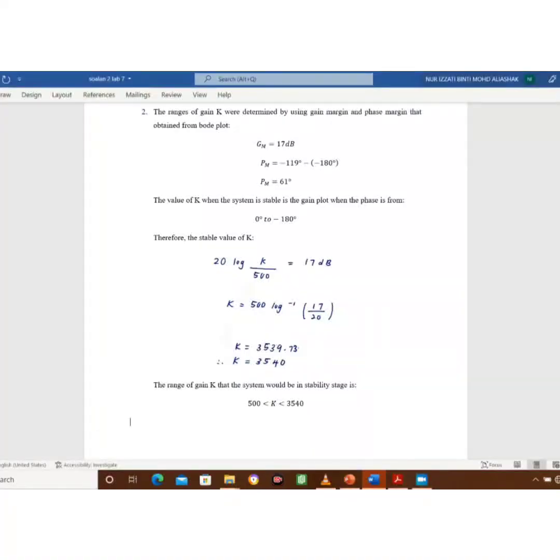Hi, my name is Nurizati. Now I will explain to you how to obtain the range of K for the stable system. The range of K will be determined by using the gain margin and phase margin obtained from the Bode plot. The gain margin we obtain from the Bode plot is 17 dB.